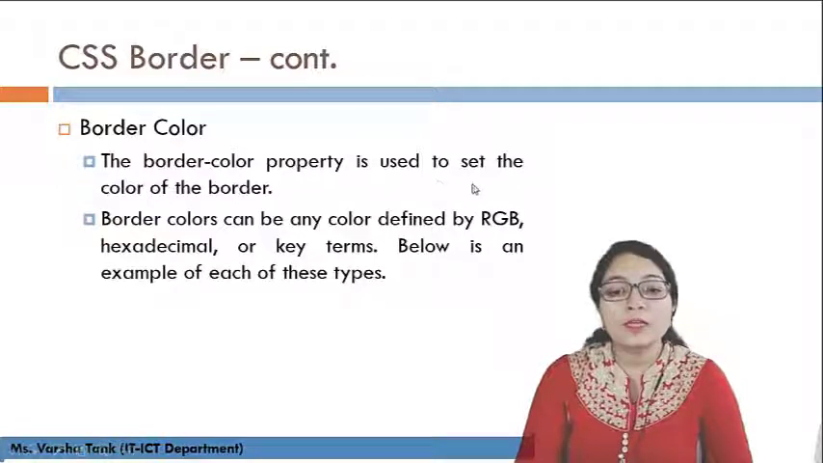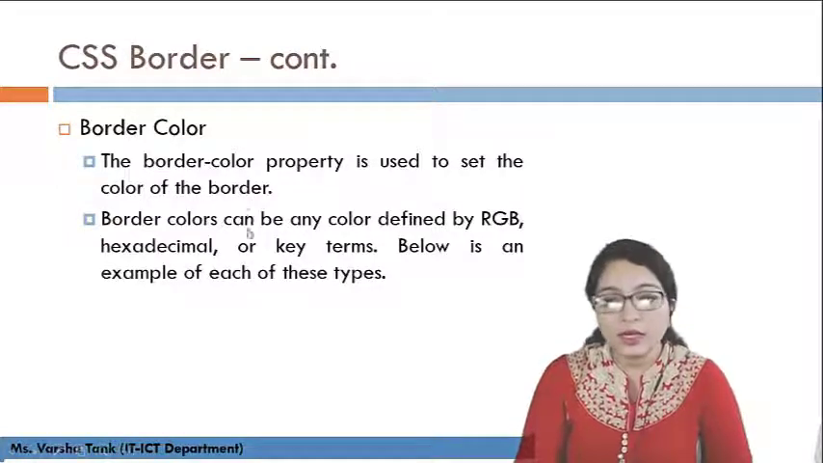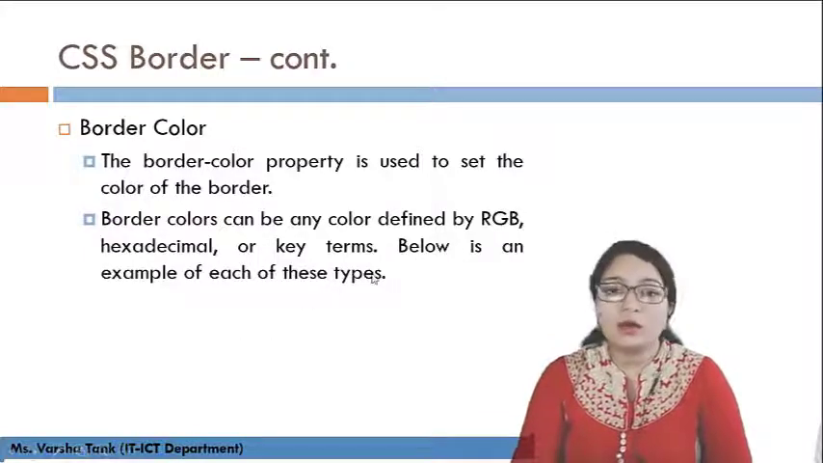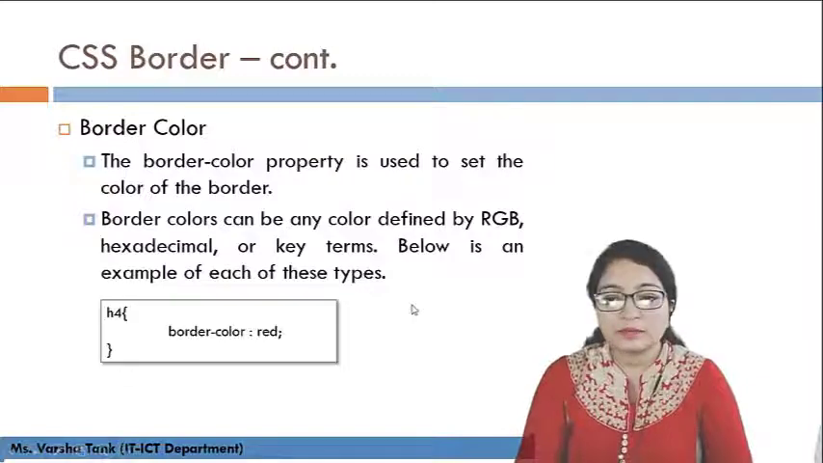The border color property is used to set the color of the border. Border colors can be any color defined by RGB. You can write the hash code, or you can write the color name directly. So here you can see the border color is red.